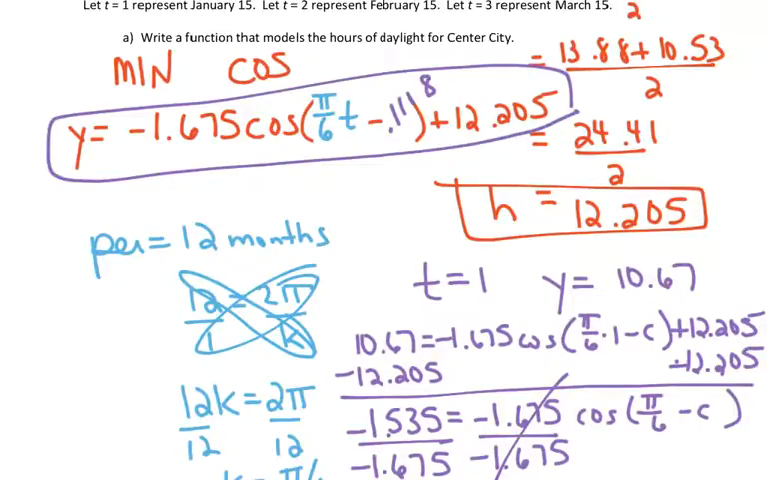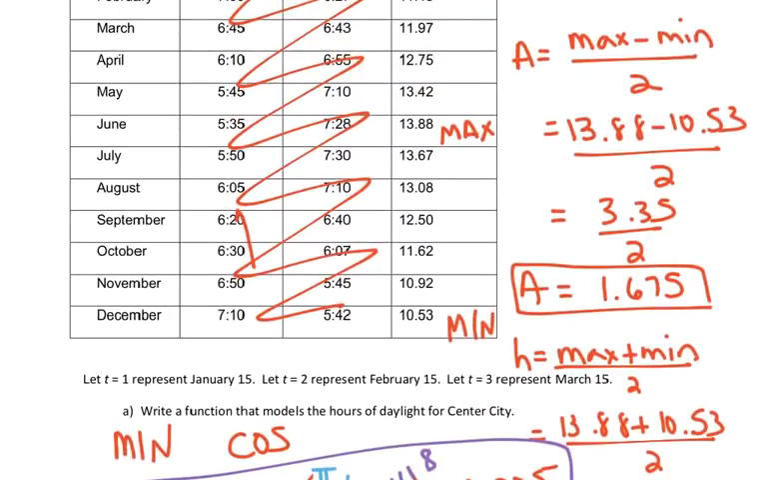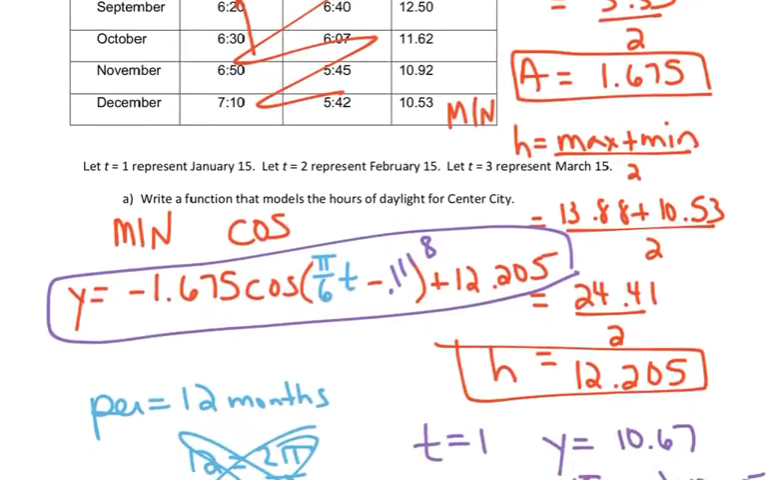This equation represents loosely the number of daylight hours for Center City for any month of the year. What we did was we started by finding the amplitude. The amplitude is the maximum minus the minimum divided by 2. And then we found the vertical shift, which was the maximum plus the minimum divided by 2. Those were the easiest things to find.